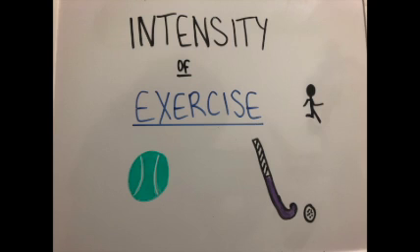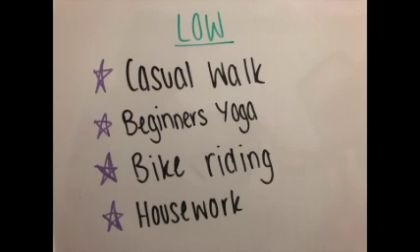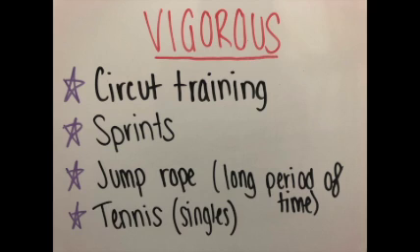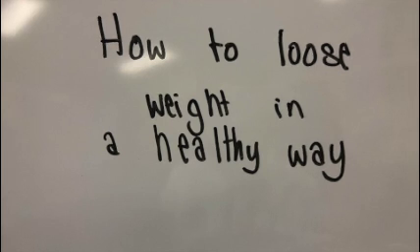The intensity of exercise can be determined by low-intensity exercises can be counted as a casual walk, beginner's yoga, bike riding, or housework. Moderate intensity exercises are counted as a brisk walk, strenuous yoga, weight training, or endurance exercise. Vigorous intensity exercise can be classified as circuit training, sprints, jump rope for a long period of time, and tennis singles.